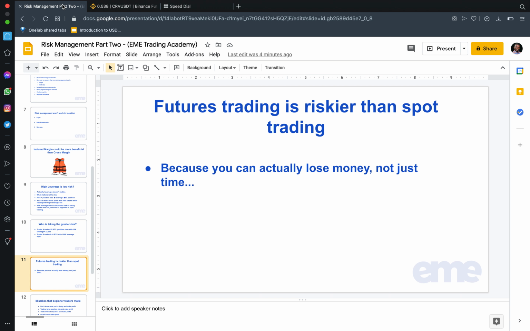There's no waiting for the coin to get up to move back to the point where you bought. Your money is gone forever. All right. So that is why if you're trading futures, you must use stop loss. It is not something that you can negotiate. Unless you want to be stupid and risk your entire account and lose all your money, use stop loss. All right.